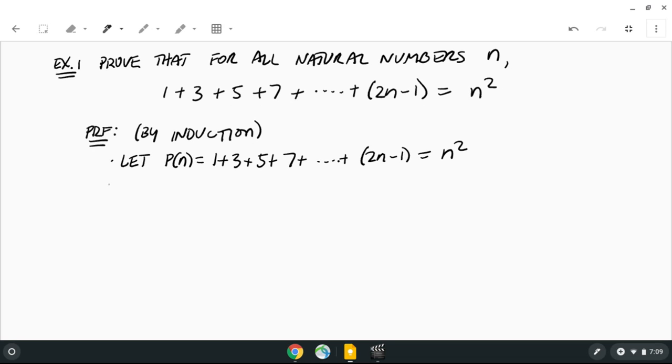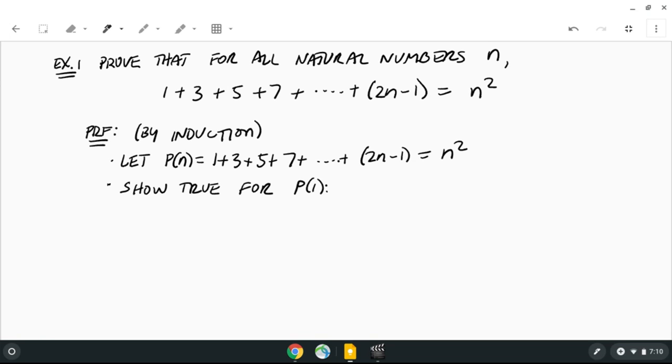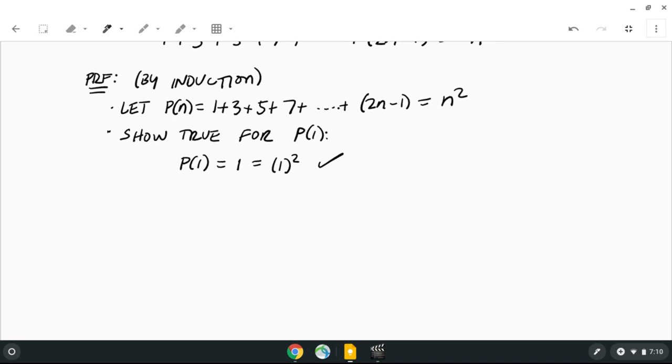And now we're going to go ahead and show that it's true for P1. So P1, that's just the first term, which is 1. And that's clearly equal to n squared. So here this works. We showed that it's true for the first term. The first term is equal to n squared. Now we're going to fulfill that second condition.